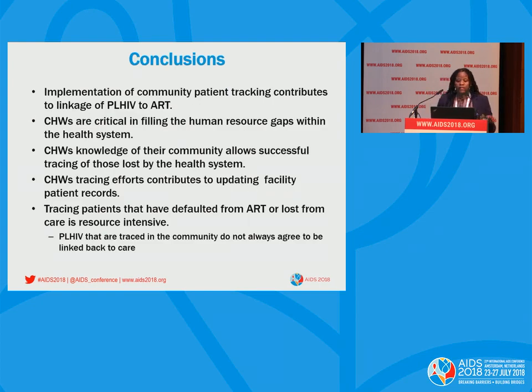In conclusion, we'd just like to say, implementation of community patient tracking contributes to linkage of people living with HIV to ART. Community health workers are critical in filling the human resource gaps within the health system. Community health workers know their communities, and this allows successful tracing of those that are even lost, sometimes by the health system. Community health workers' tracing efforts also help the facilities to update facility records. The tracing of patients that have defaulted from ART or are lost from care is very resource intensive, although the outcomes are beautiful. People living with HIV that are traced in the community do not always agree to be linked back to care.